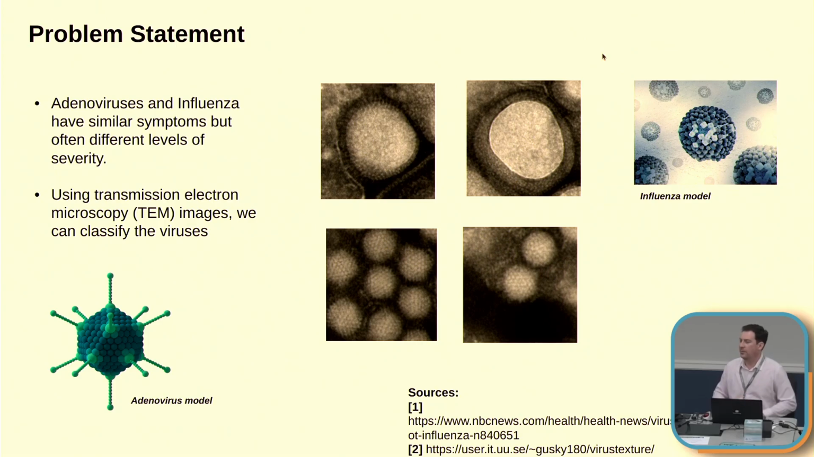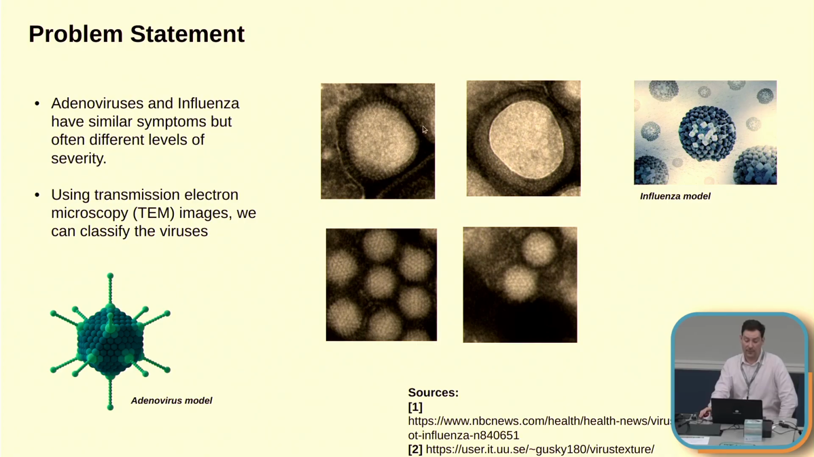We looked at mitochondria. Let's continue the trend of looking at biological features here. So there are 2 different classes of viruses out there called an adenovirus and an influenza. They have similar symptoms, but they often pose different levels of severity. So it might be good for researchers to use binary classification to separate which one is which. So I found a data set online. It uses transmission electron microscopy (TEM) images to generate these images.